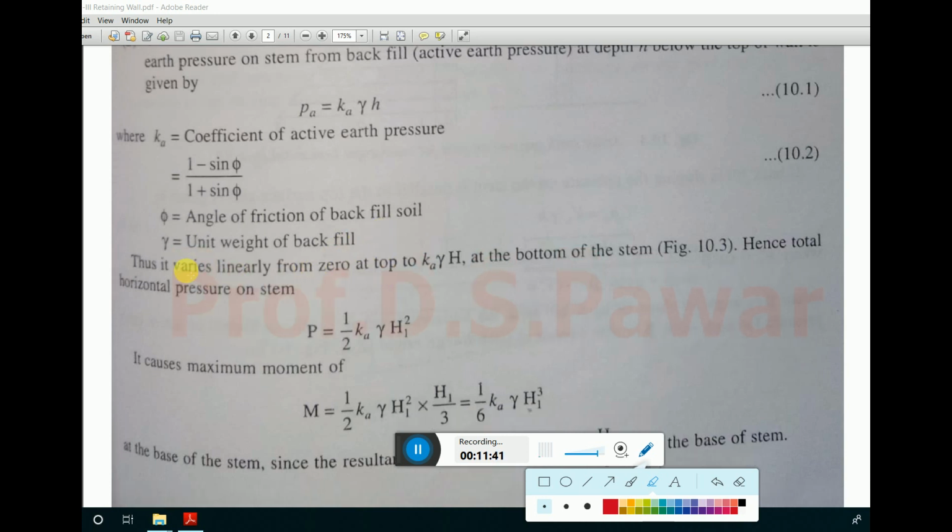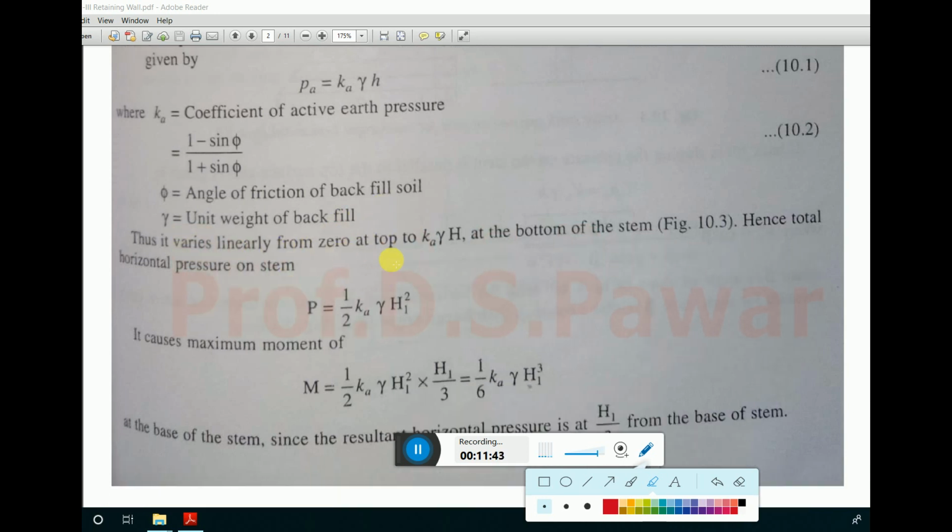Thus it varies linearly from 0 at top to k gamma h. Okay, so the sentence meaning is like this. This is the earth pressure diagram, and the maximum here is ka into gamma into h, if you are going to consider the full height of the retaining wall.